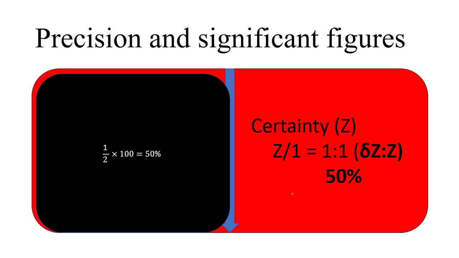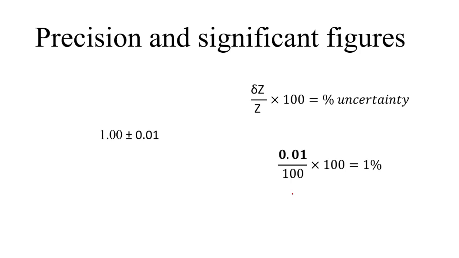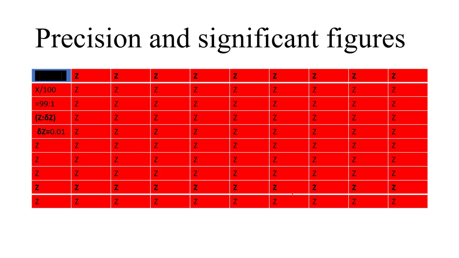In contrast, a measurement of 1.00 plus or minus 0.01 has a percentage uncertainty of 1%. At a glance, we know this is not far from what would be considered perfect. To show you a visual difference, look how much smaller the uncertain black is in comparison to what is certain in red. This is what is represented in the fraction part of the percent uncertainty equation, where delta Z is the uncertainty and Z is the total amount.